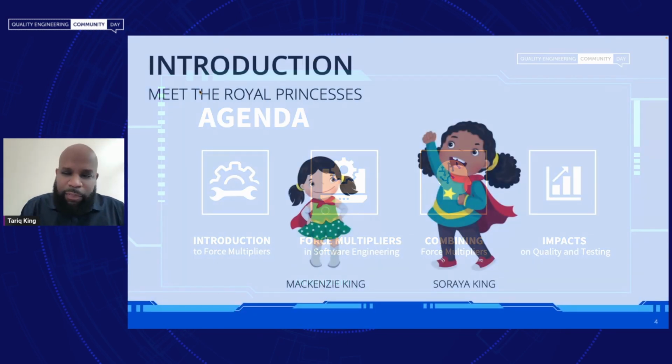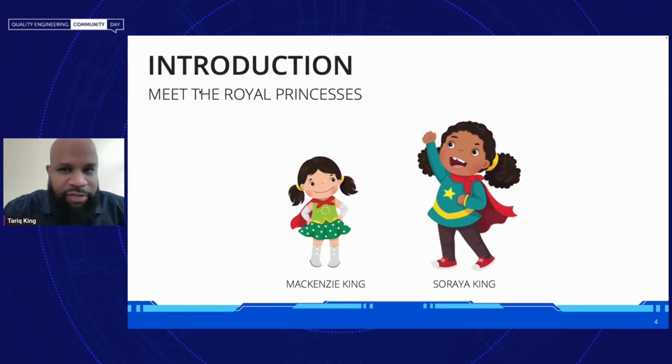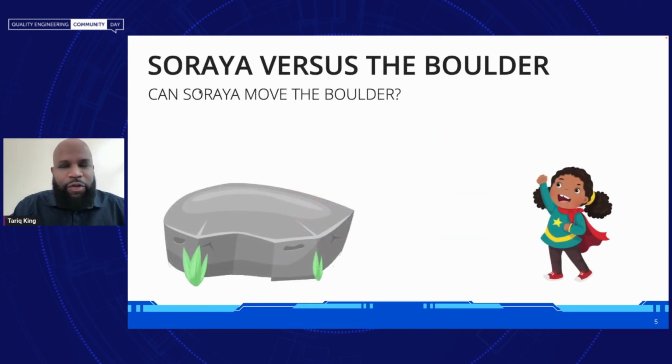All right, so I'm the proud father of two daughters, Mackenzie and Soraya, and they are always feeling like they're superheroes, right? No matter what you ask them, they're always able to say, yes, I can do that, Daddy, no problem. And so the question becomes, if we are faced with the interesting situation where Soraya has a boulder in front of her that looks pretty sizable, could she actually move this boulder? And the answer is probably not. She probably could not move this on her own in that current state.